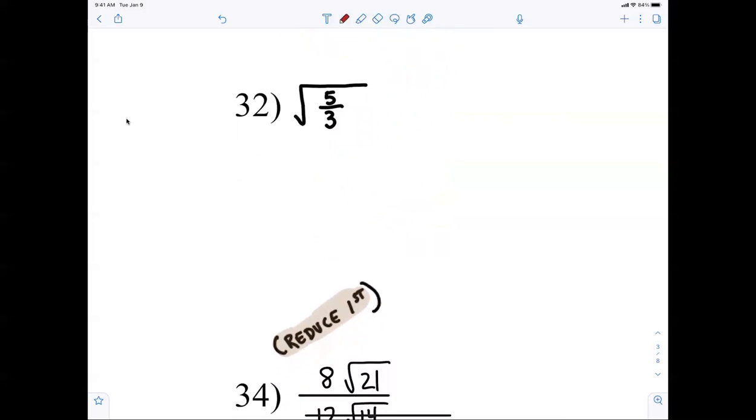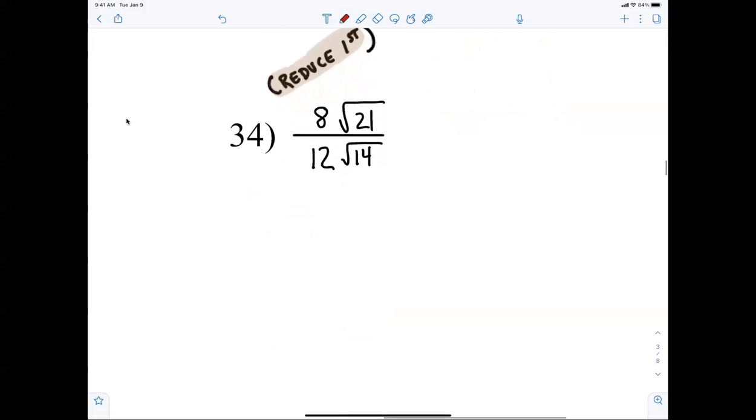Now again, everybody rewrite this as square root of 5 over the square root of 3, and multiply the top and bottom by square root of 3. So we end up with radical 15 over 3. Again, can we reduce that? No, we cannot. One's rational and the other one is irrational. I'm trying to remind you to reduce first when you see fractions.